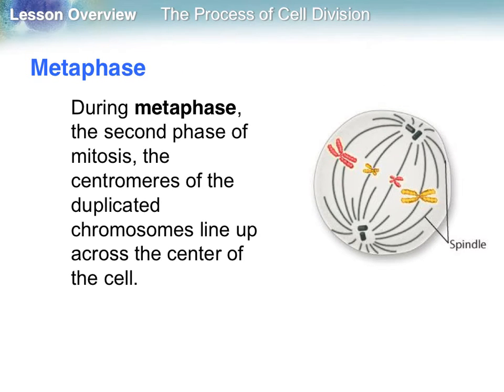Here now during metaphase, the second part of mitosis, all of the duplicated chromosomes line up right across the center of the cell. Sometimes this is called the equator of the cell. Notice that the spindle fibers here are attached at the center to the centromere for each chromosome.